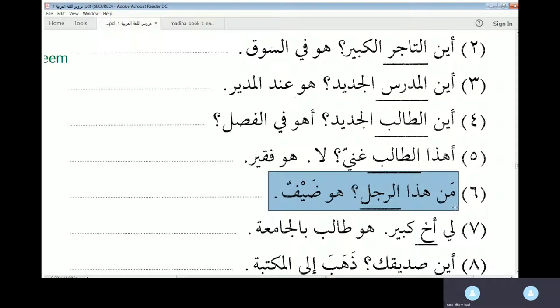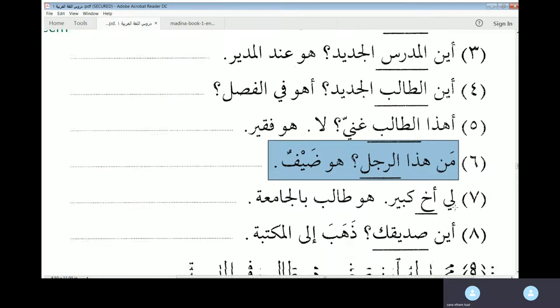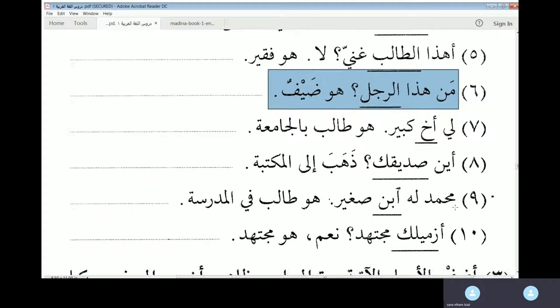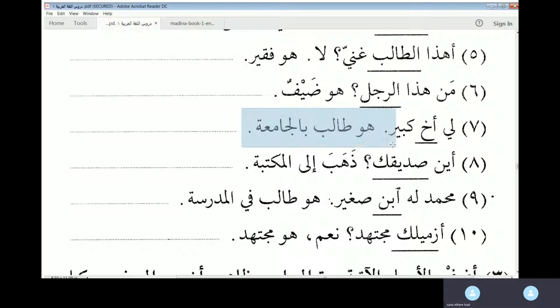Man hadha ar-rajul? Who is this man? He is a guest. Man ha'ula'i ar-rijal? Who are these men? Hum duyuf, these are guests. Li akhun kabir, I have a big brother, an elder brother.